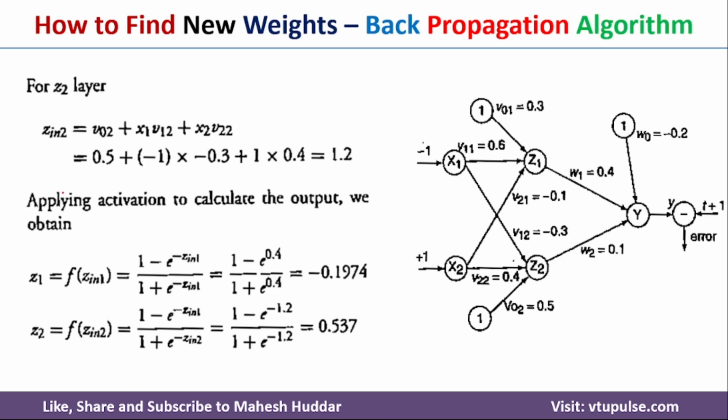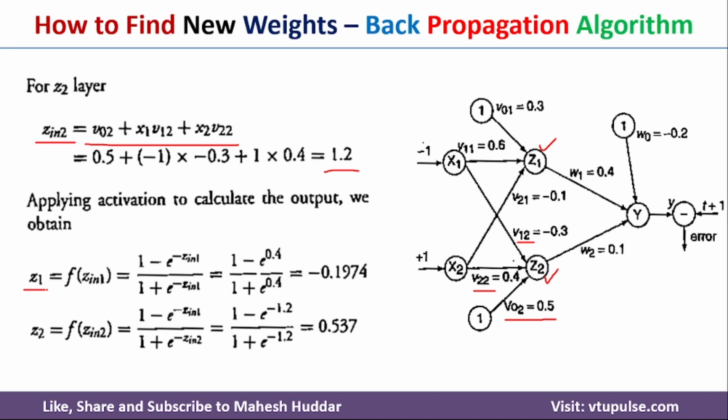Similarly, we need to calculate Z in 2, that is the net input at the second neuron. How to calculate this one? That is calculated using the bias plus X1 V12 plus X2 V22. Once you put all the values and solve this, you will get 1.2 as Z in 2 in this case. Now once you know Z in 1 and Z in 2, that is the net input, you can apply the activation function so that you will get the output at Z1 and Z2.